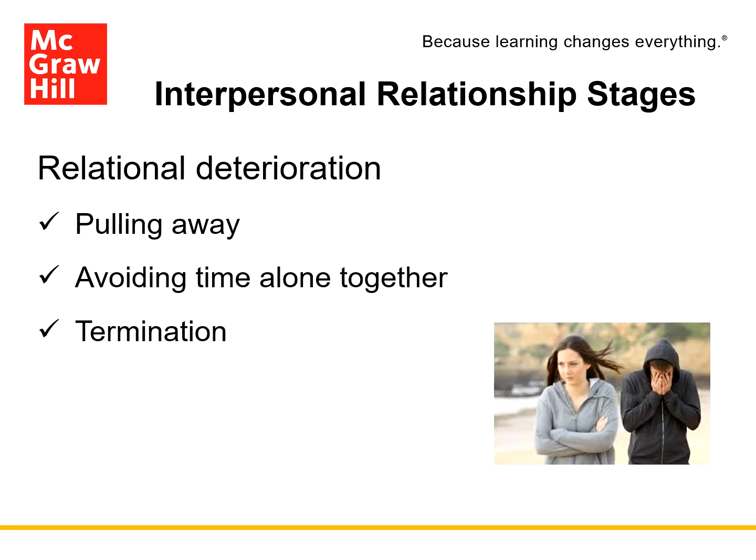Now, we have what's called relational deterioration. This is when relationships start to pull apart because of some of those tensions. It's natural. Some relationships last and some don't. So you pull away, you avoid spending time together, and then you may terminate the relationship.